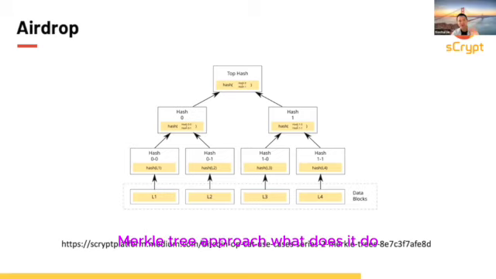approach. What does it do? Instead of sending 1 million transactions, you only send one transaction. What does this transaction do? You just put all these addresses at the leaf level of the tree, and then you put the root hash into the contract. And then what does the contract do? You check when somebody wants to claim. So let's say Alice, Bob, and Charlie, right?